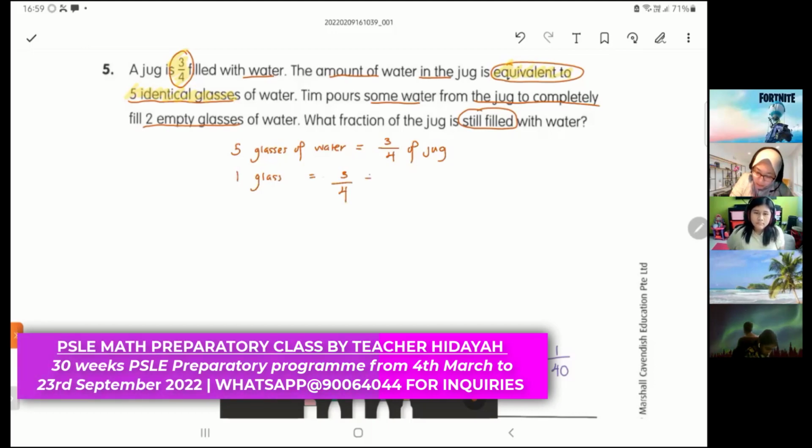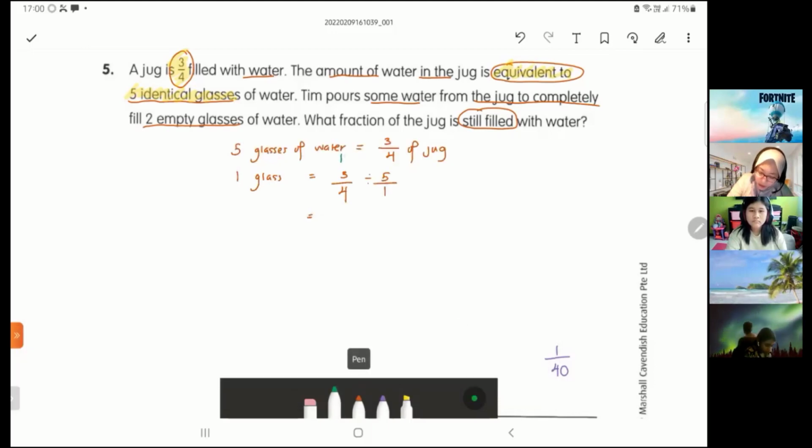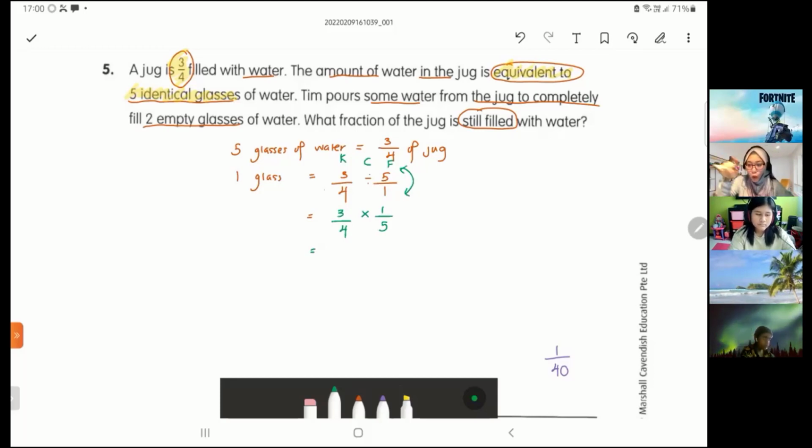3/4 divided by 5/1 equals KCF: keep, change, flip. Keep this 3/4. Change the division to multiplication. Flip this, terbalik it, 1 out of 5. We can simplify crosswise, or just look row wise. So top row is 3, bottom row or denominator is 20. So 3/20 of the jug.